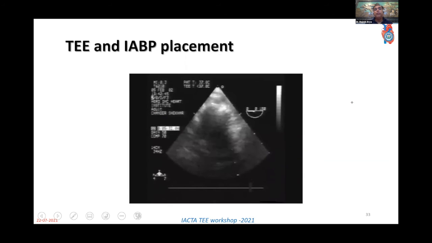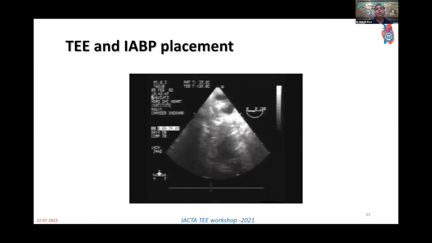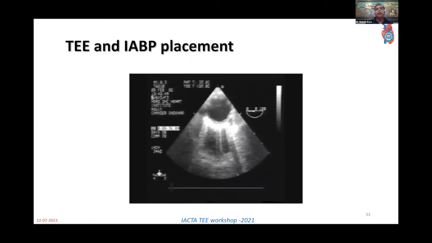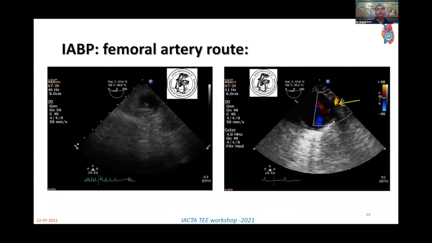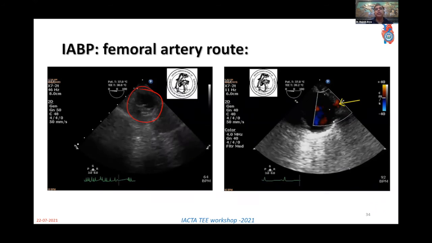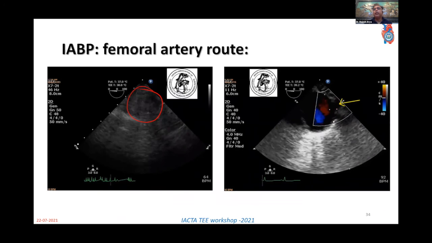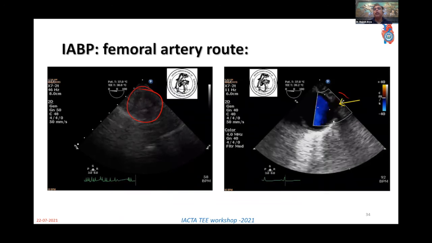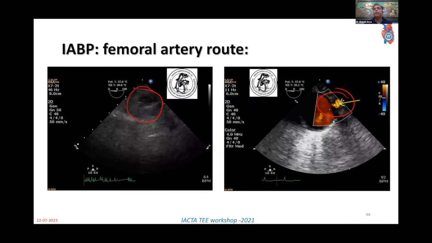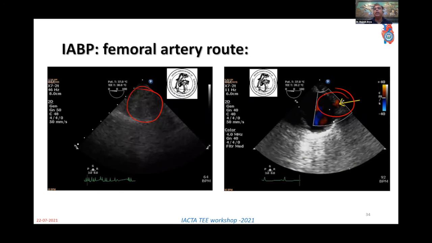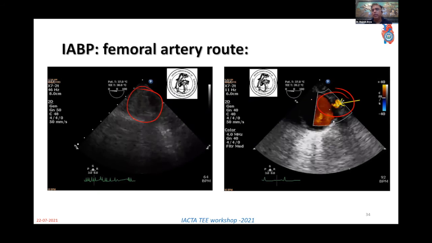IABP placement is a very important thing because we need to keep the IABP below the level of the left subclavian artery. And if you see, this is how the IABP looks inside the aorta, the pulsating balloon. And we must look for the left subclavian artery. Once we are looking for the left subclavian artery and we can look for the flow in that, we must not be able to see the balloon.